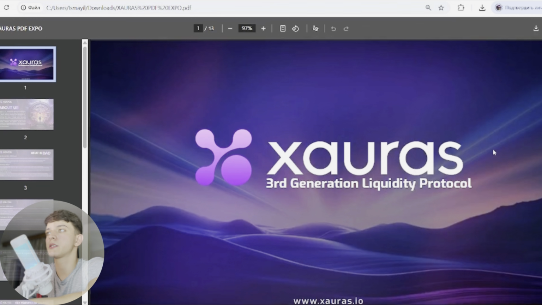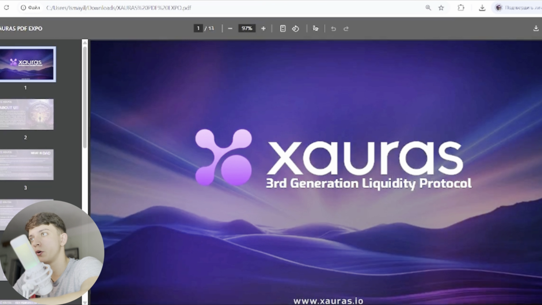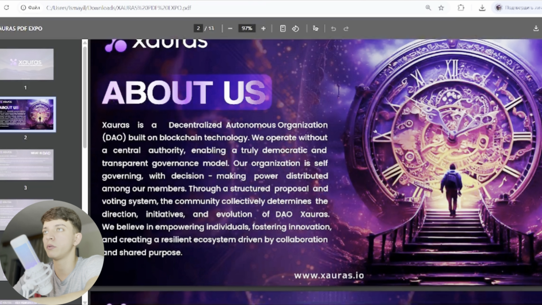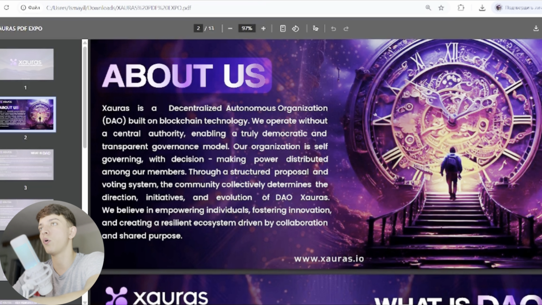This is Xauras, the third generation liquidity protocol. What is it all about? It's a decentralized autonomous organization, a DAO, built on blockchain technology, so they operate without a central authority, enabling a truly democratic and transparent governance model. Their organization is self-governing with decision-making power distributed among their members, so you can check all the info by yourself. I will show you all the main parts.